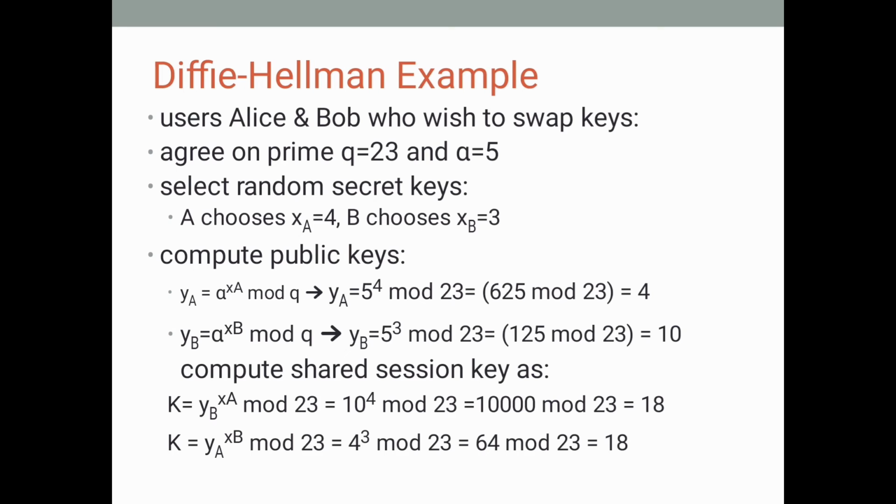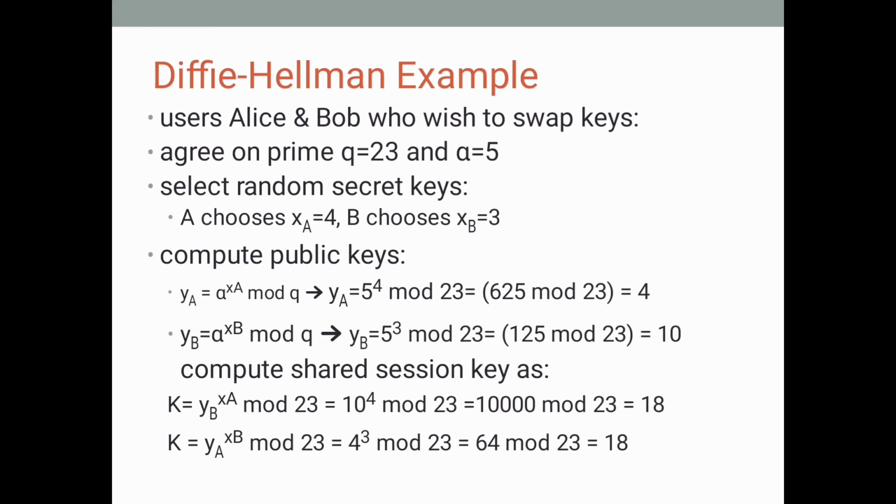Person A wants to send a message, so he can use the public key of B, YB, and by using that he can calculate the K value. The formula is K is equal to YB power XA mod Q, and we know the YB value and XA value, so we can substitute those values. YB, the public key of B, is 10, and XA is the private key of A. So the formula becomes 10 power 4 mod 23, which is equal to 18, right?